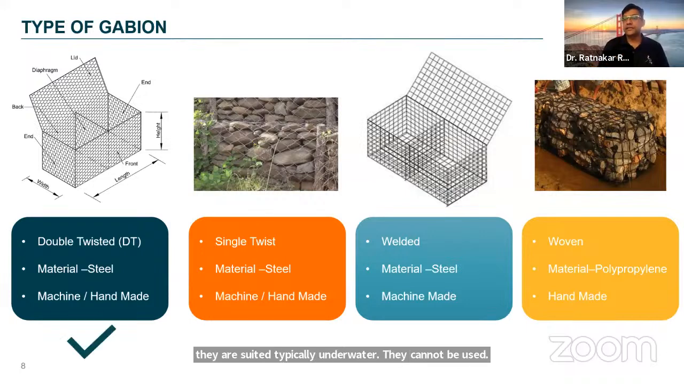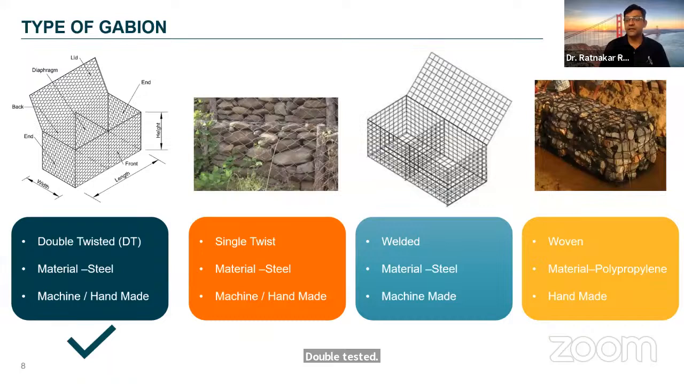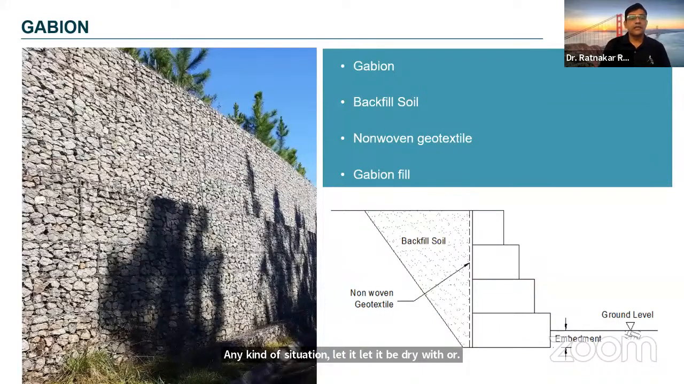All of these, usually the double twisted hexagonal gabions, are one of the best when observed for any kind of situation, let it be dry, wet, or changing situations. Typically, when we look at the gabion wall, the components are, of course, the gabion itself.